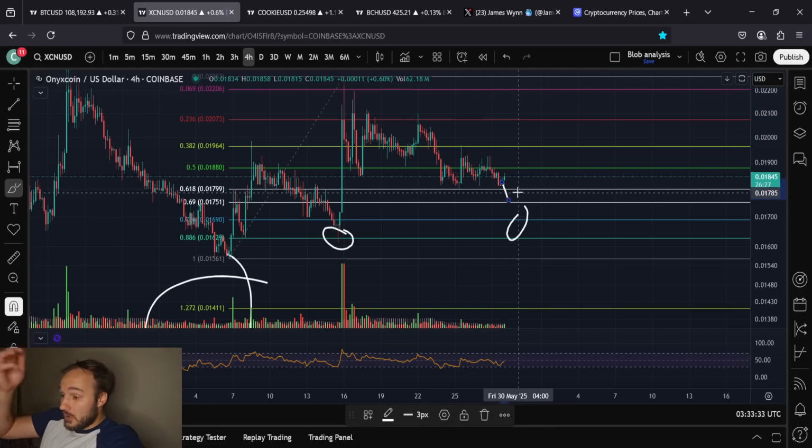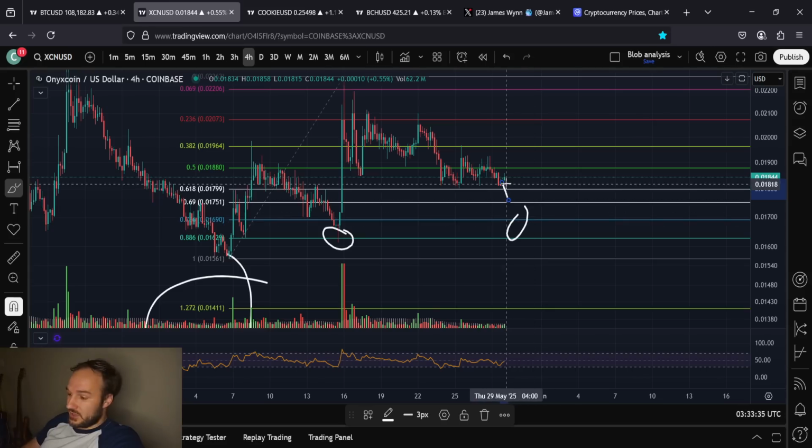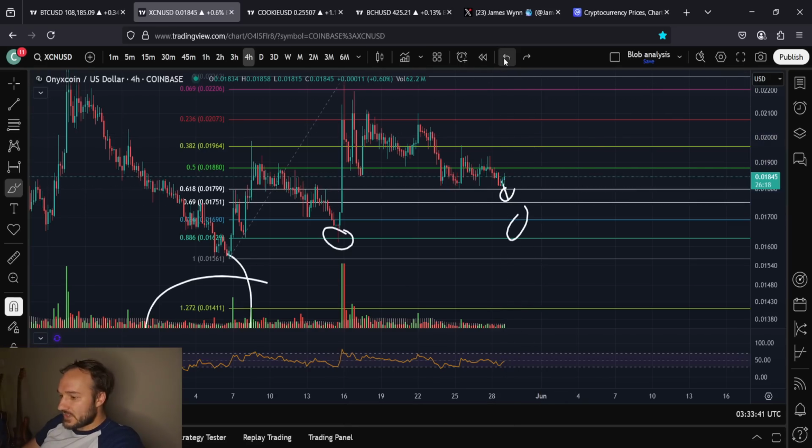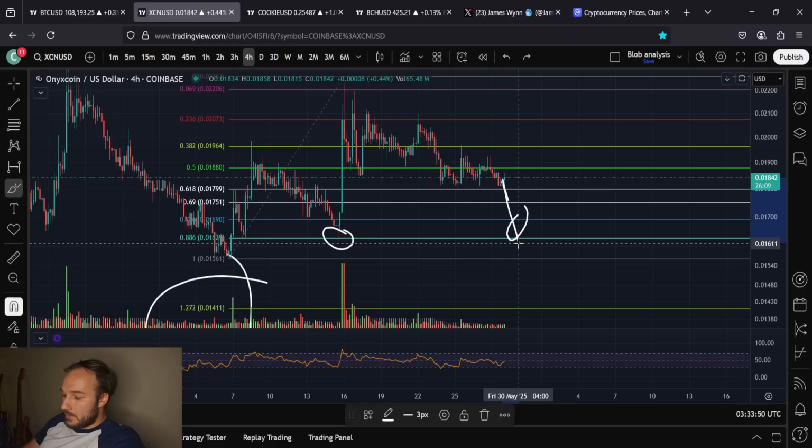Maybe we just get a fake out. Perhaps we don't even interact with the 786 or 886. Maybe we just go down to 1.75 cents. We go somewhere into the golden ratio. It's a fake out, and then we move up. If that's the case, you'll know because we probably won't go below 1.75 cents. We'll be back above these prices by the end of the day if it's a fake out. But if it's not, if it's what I think it is, we'll probably move down.